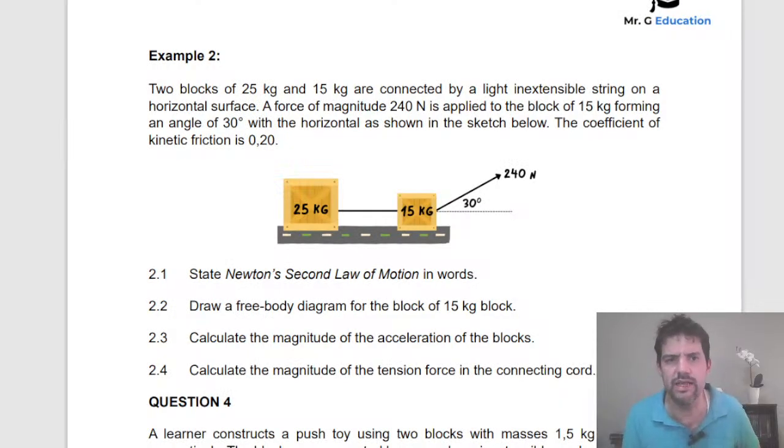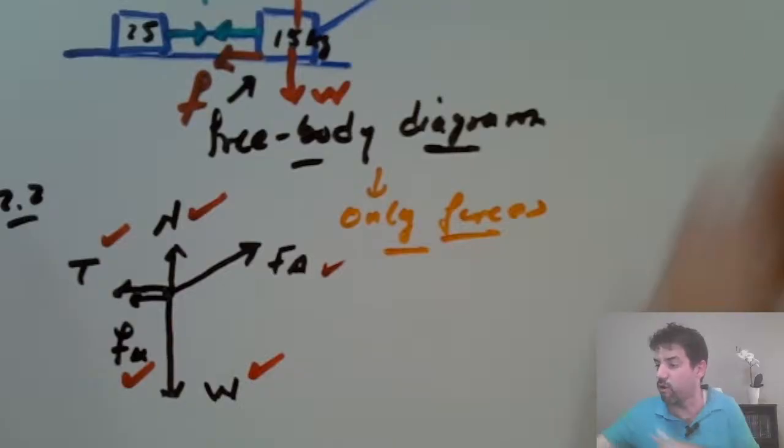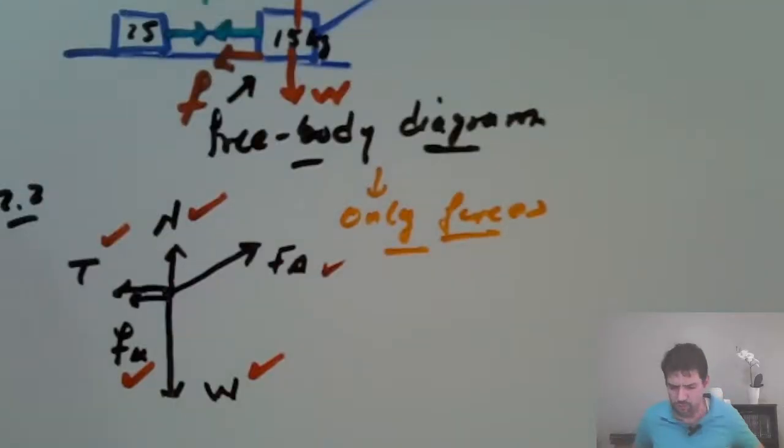Question 2.3, calculate the magnitude of the acceleration of the blocks. Now, to calculate the magnitude of the acceleration of both blocks, I'm going to use my other board, which I'm going to clean real fast. We have to work simultaneously, so we have to work on both blocks at the same time. For this question, we are going to redraw the free body diagram, but this time I am going to include the axis because it will make my work easier.